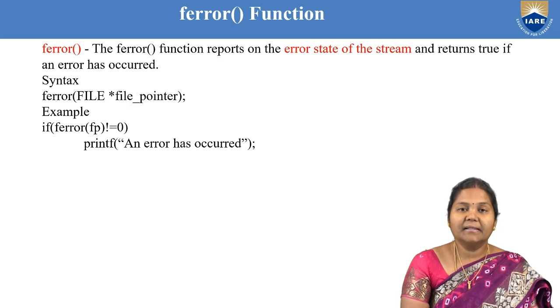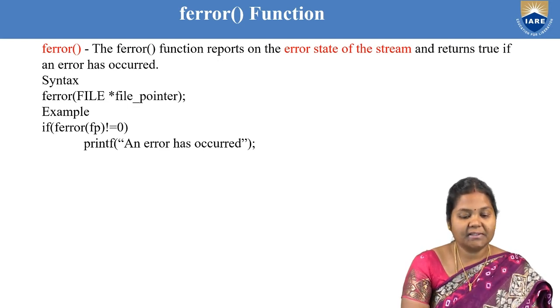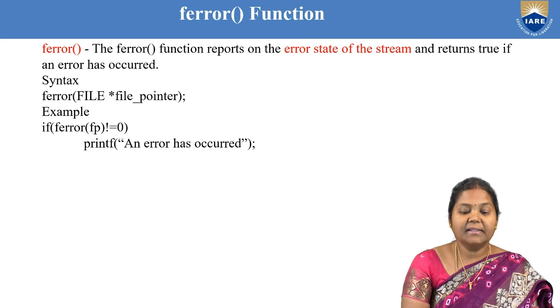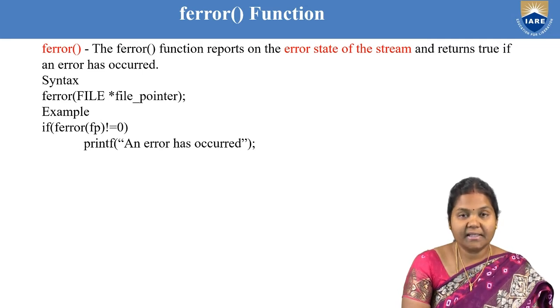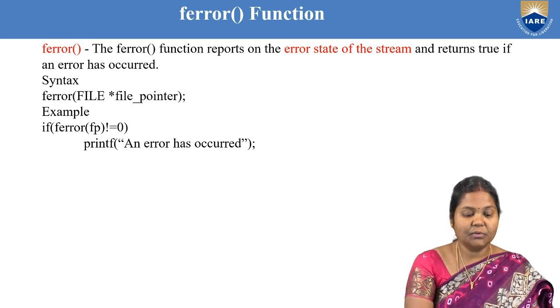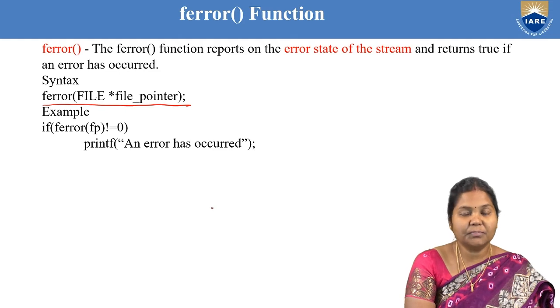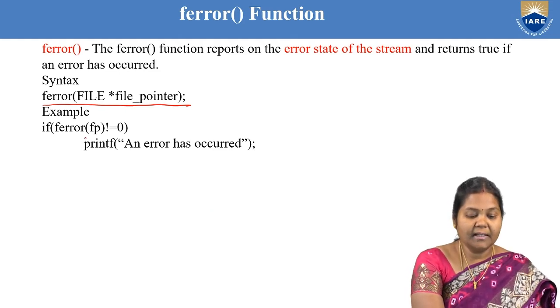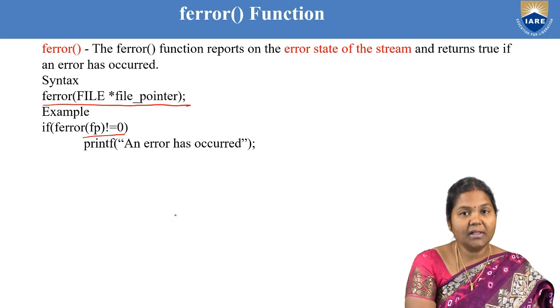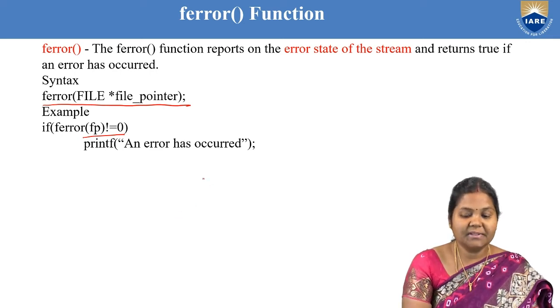Now, there is another popularly used error handling function, called the ferror function. This function reports on the error state of the stream and returns true if any error has occurred. For the syntax of ferror, you just provide one file pointer. If the ferror function returns a value not equal to 0, then an error has occurred. Otherwise, there is no error in the file. So it will check the error condition in the streams.